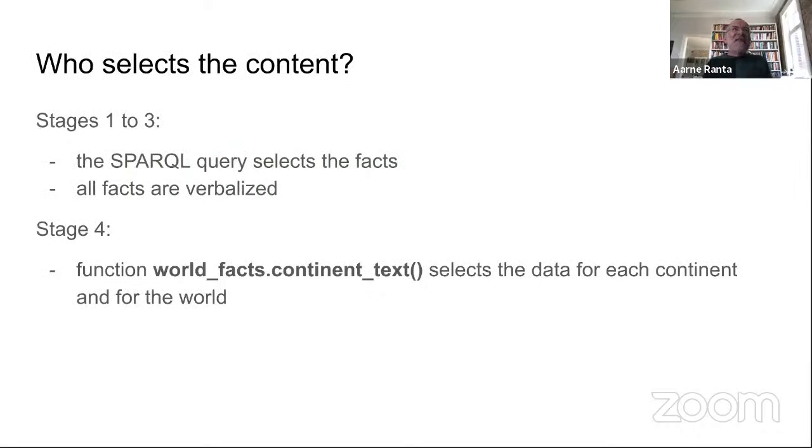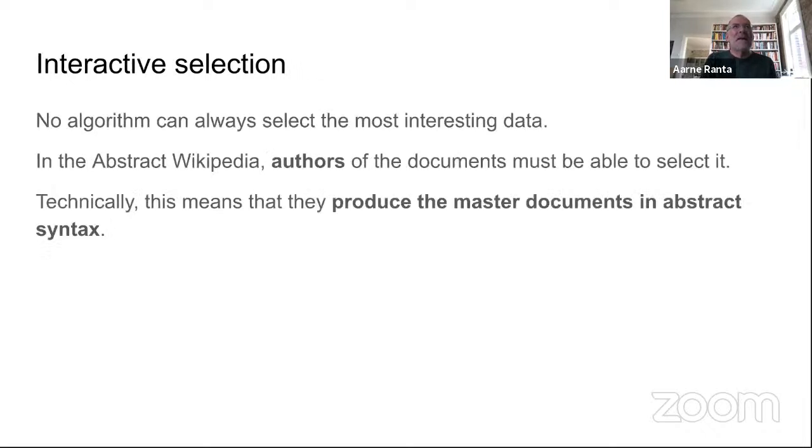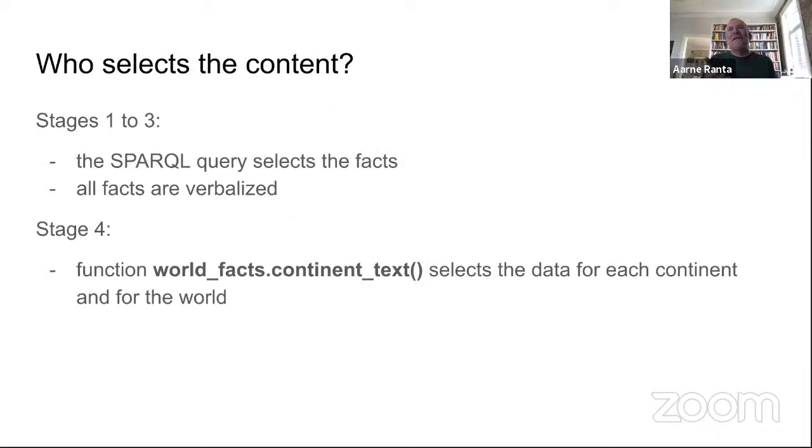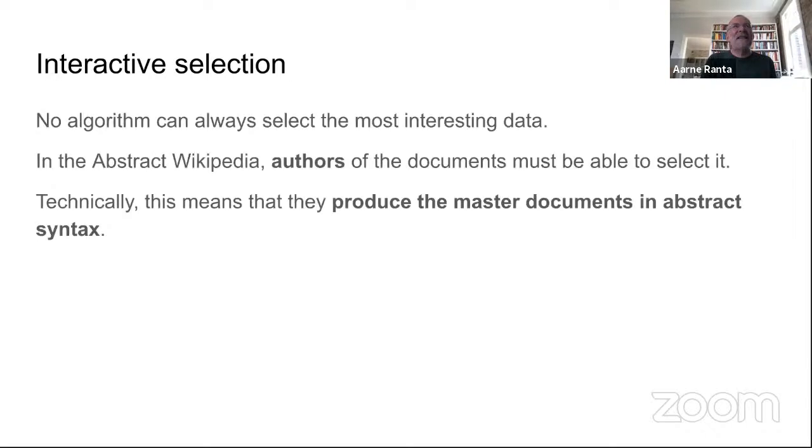So who selects this content? In the earlier stages from 1 to 3, it was the SPARQL query that selected the facts, and then all facts were verbalized. But now on stage 4, we have introduced this world facts function continent text, which selects the data for each continent and for the world. So it has been handwritten. But it's still kind of an algorithm. So when you run it, you can run it on any data and any continent, and it's not sure that you can always select the most interesting data in this way.